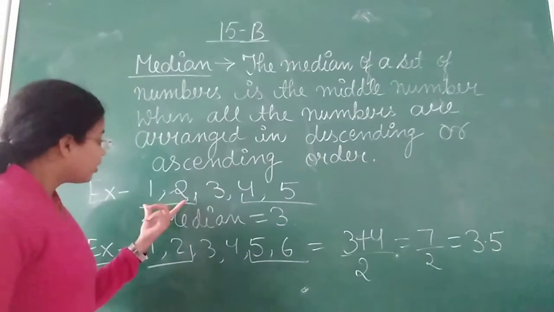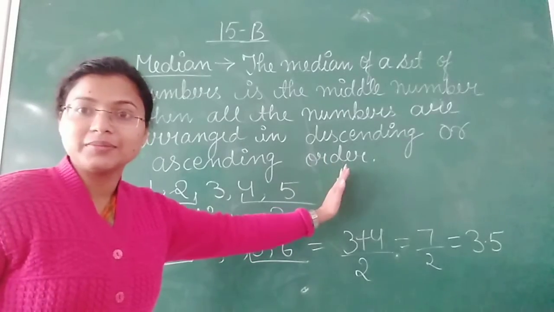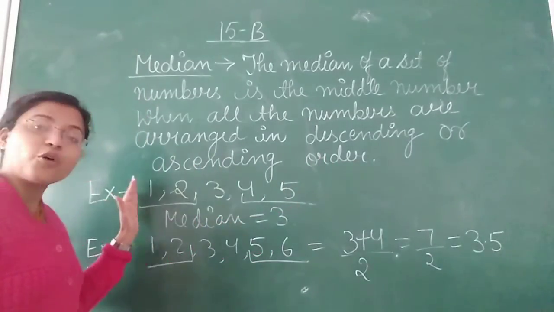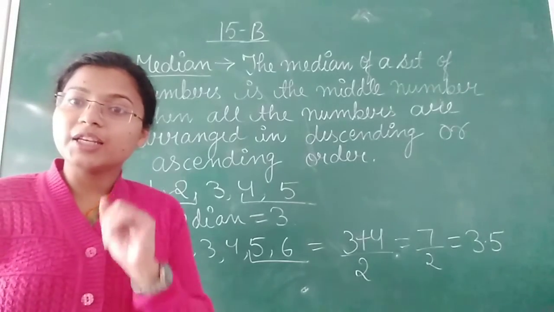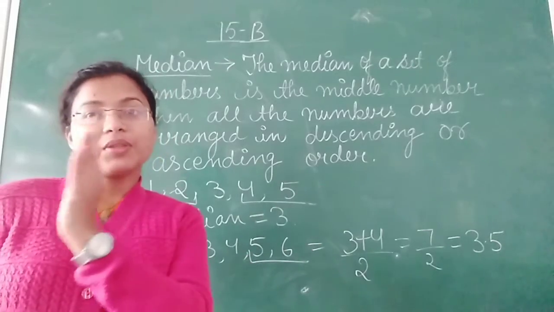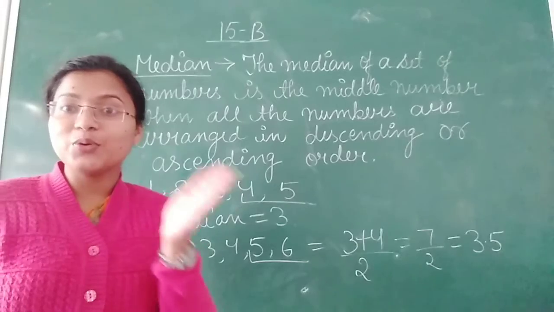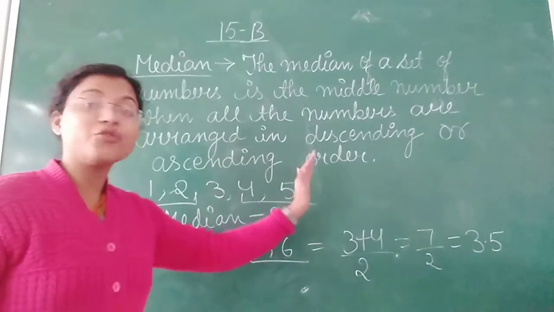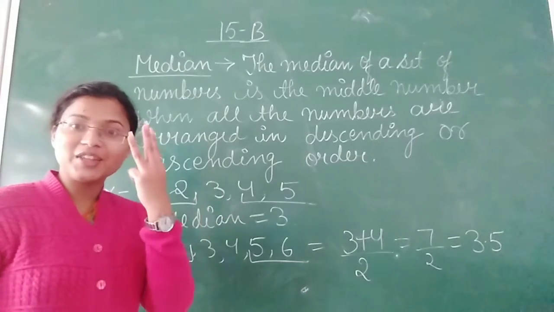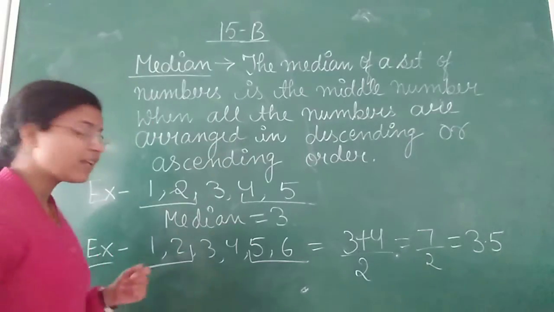How? First, distribute them equally from the front and from the back. I am removing 2 from the back and 2 from the front. Don't distribute them unequally, like removing 2 terms from the front and only 1 from the back. No, you have to distribute them equally. So 2 from the back, 2 from the front. And what is the middle term? The middle term is 3. That means 3 is your median. Easy? Now let's take another example.